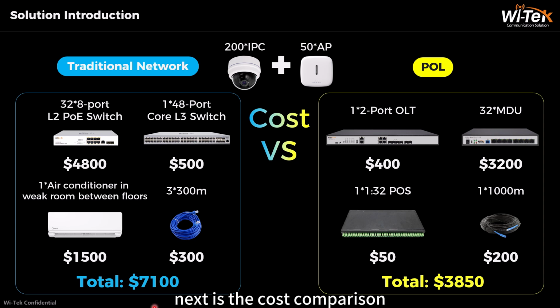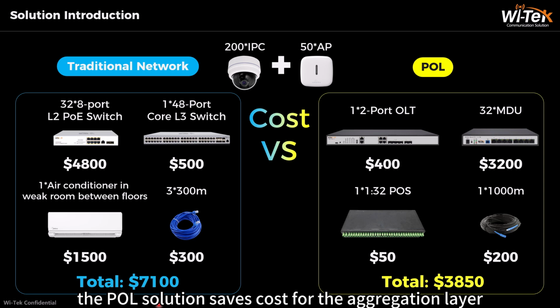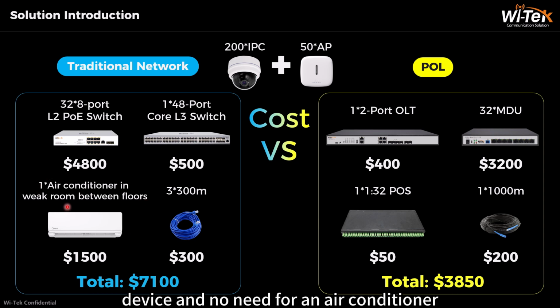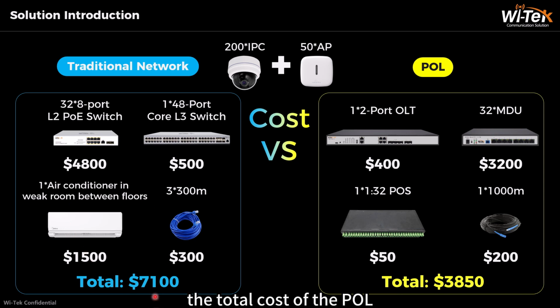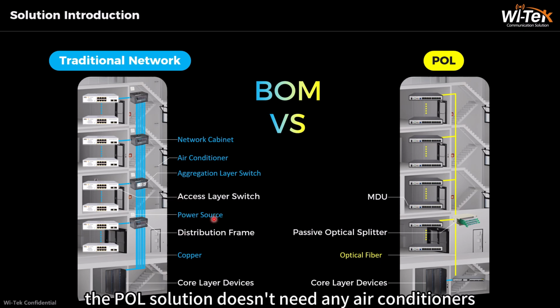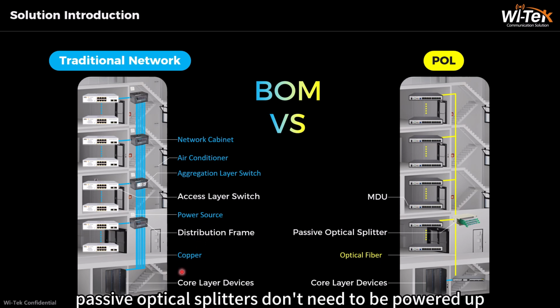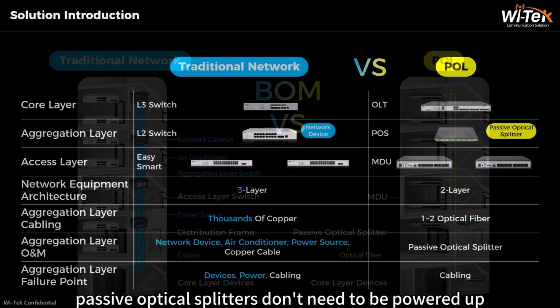Next is the cost comparison between the traditional network and the POL solution. The POL solution saves cost for the aggregation layer device, and no need for an air conditioner. The total cost of the POL solution saves around 50% when a project needs to install 200 IP cameras and 50 APs. Comparing the BOM of two networks, the POL solution doesn't need any air conditioners in weak current rooms, and the aggregation layer passive optical splitters don't need to be powered up.